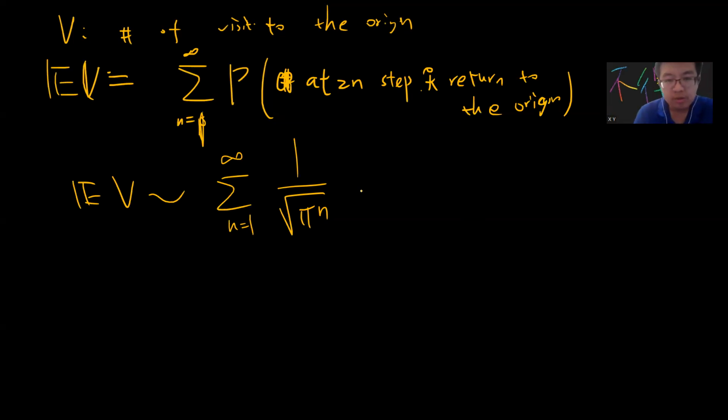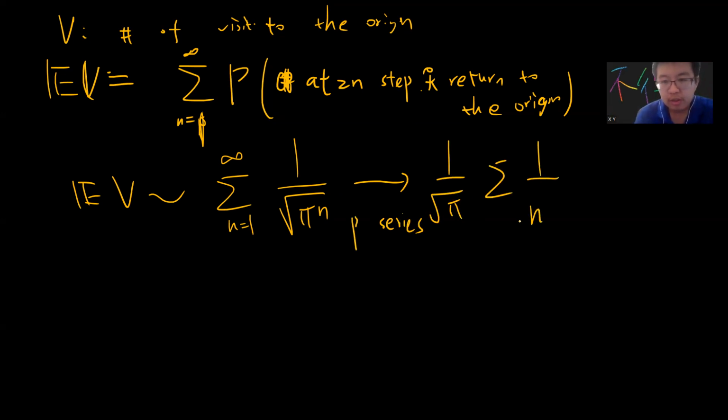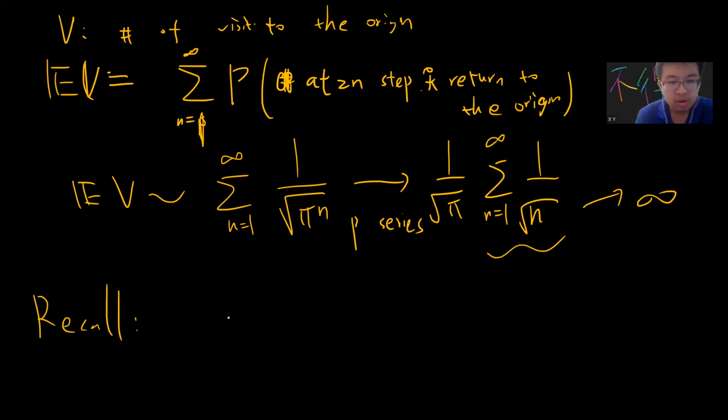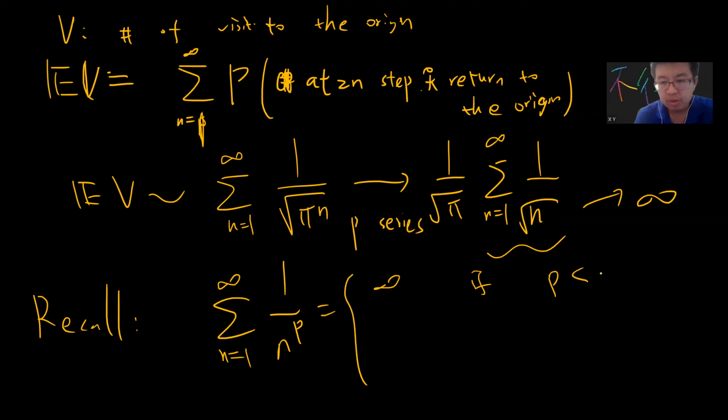Okay, so obviously this is a p series. So it's 1 over square root of pi, summation of 1 over n to the one half, n from 1 to infinity. So this will go to infinity. Recall in calculus for the p series, we have infinity if p is less than or equal to 1, and if p is greater than 1, we have a finite value. You can prove this by using the integral test.